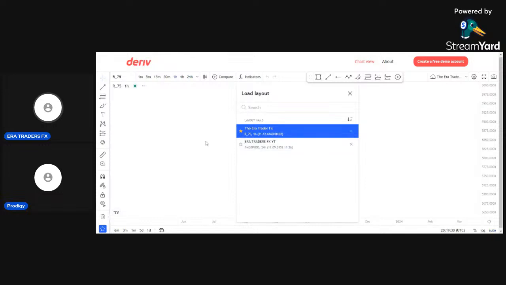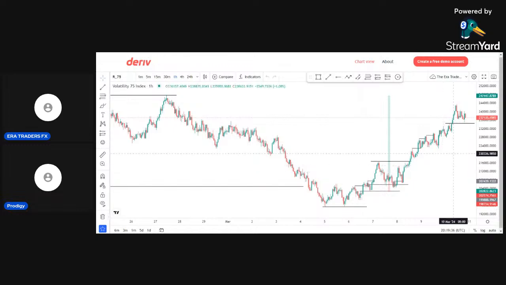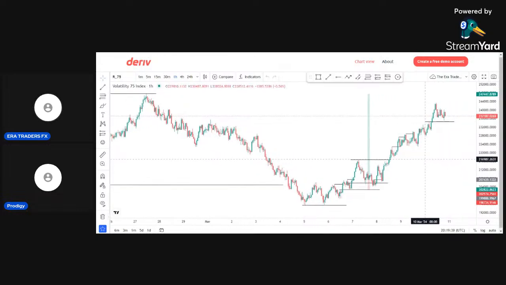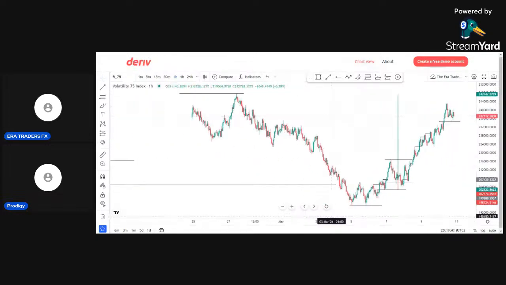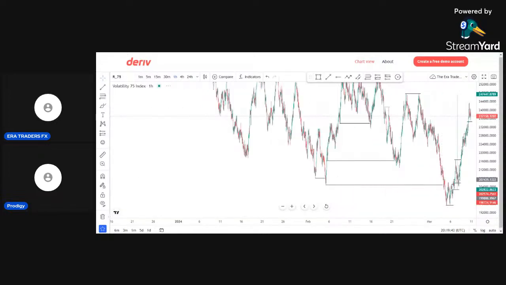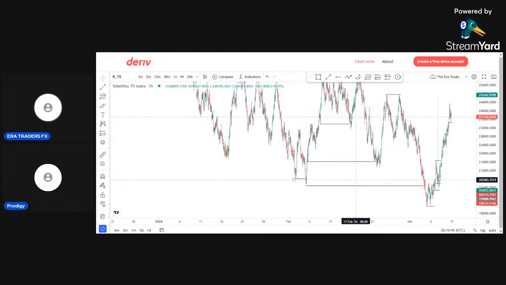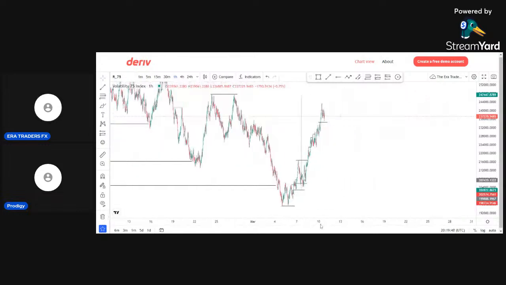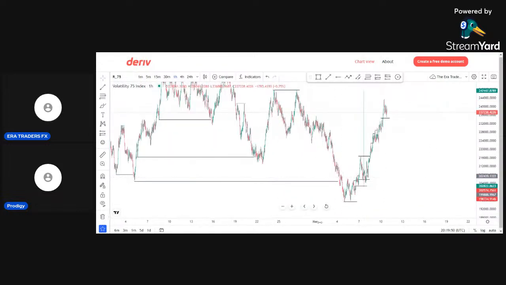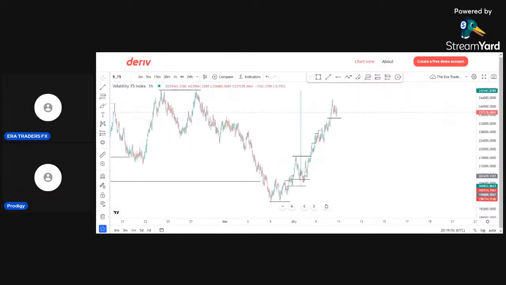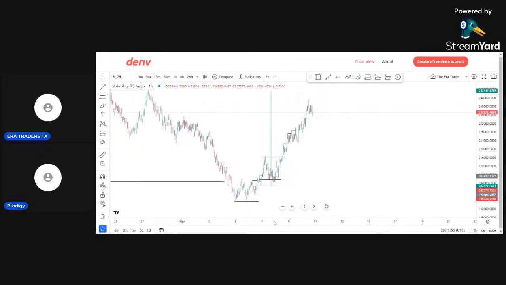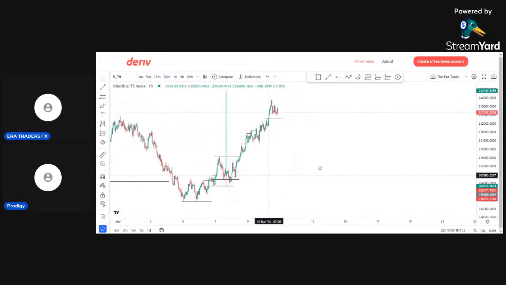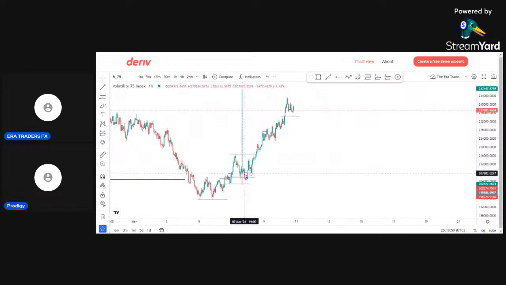Okay, so the last one we'll just do. Since last week we already said that V75 will, because from this point we saw that sweep taking out this low, and we now saw that shift to the upside. So we've been on this buy since, although it took out some stops at some point.